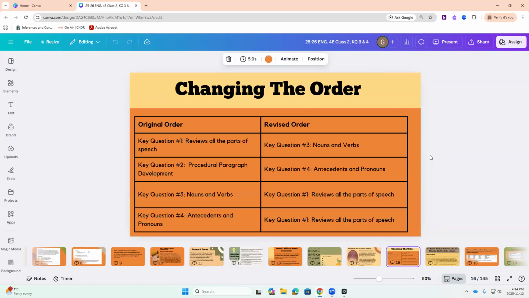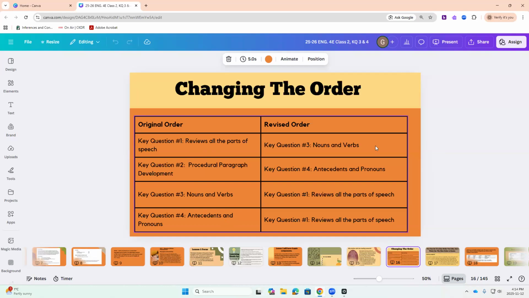Okay, I am changing the order because I think they've started off with a really tough question. So I've kind of changed it to an easier question. In your book, you'll have key question 1, where you review all the parts of speech, key question 2, where you create a procedural paragraph, key question 3, where you do nouns and verbs, and then key question 4, which is about antecedents and pronouns.